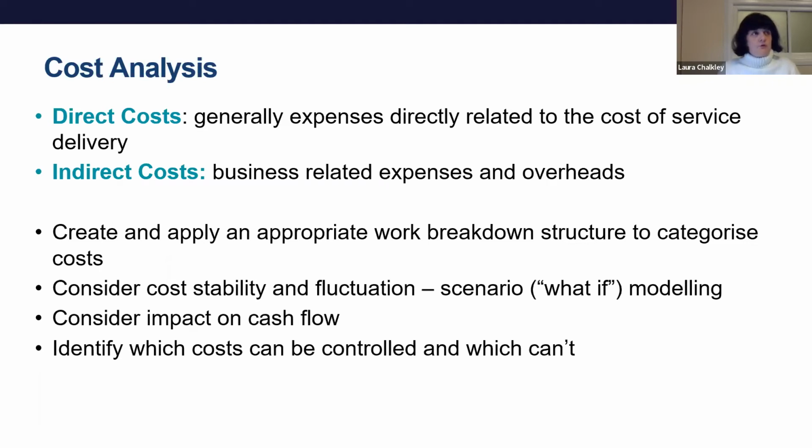Controllable costs might be something like staff. You can control your staff costs by increasing or decreasing your number of staff. But something like rent is a fixed cost that you're committed to, whether you use a building or not.